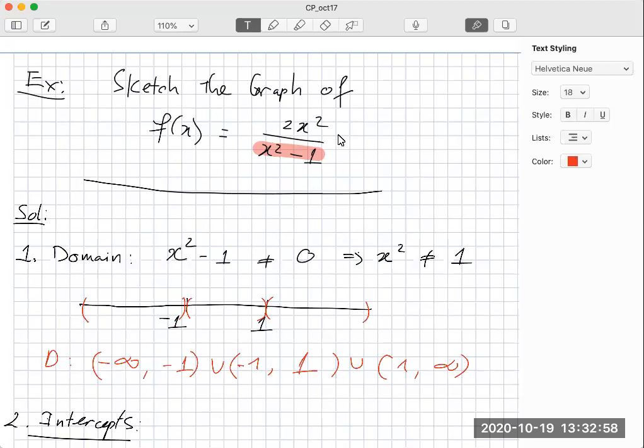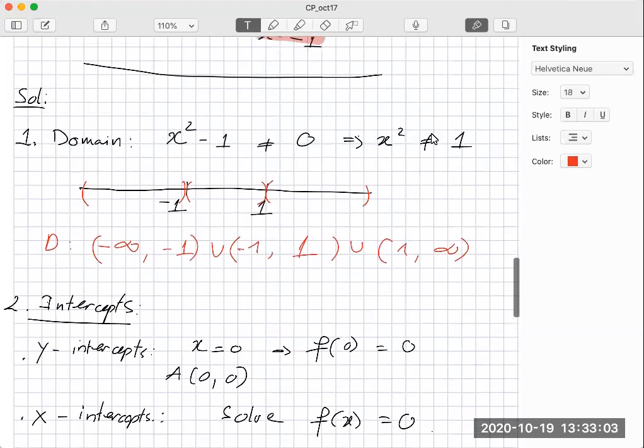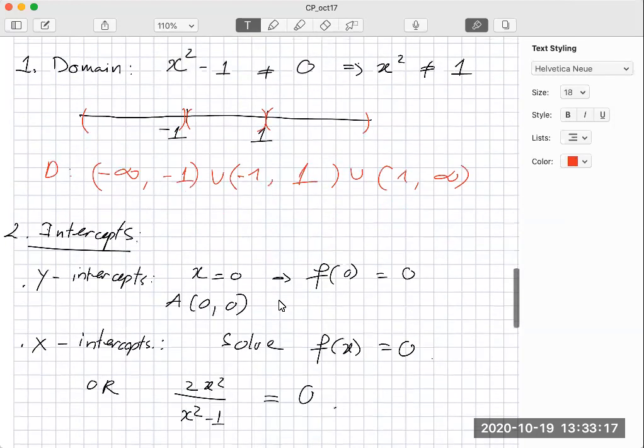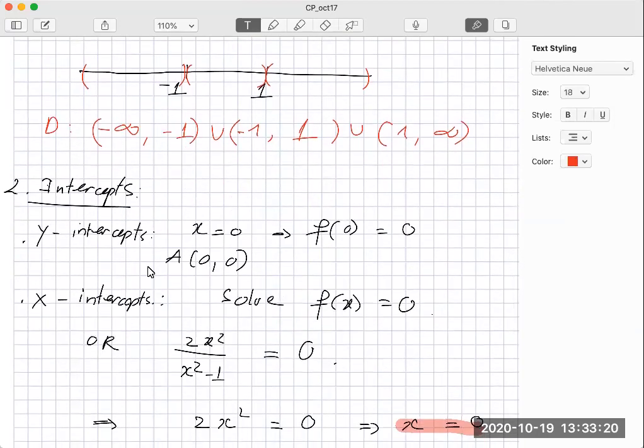And here, let me go back to the example. Here, the domain is any value of x for which the function is defined. Therefore, we cannot take the x value equal to 1 or minus 1. Therefore, this is the domain. The y-intercept, we set x equal to 0. We find that (0, 0) is the y-intercept. Similar story, we solve this equation, find the solution, and these are the x-intercepts. Okay.